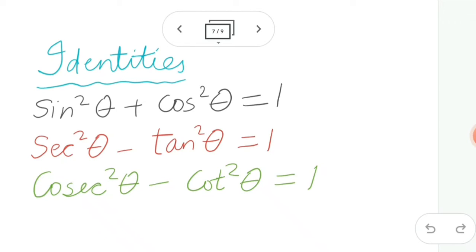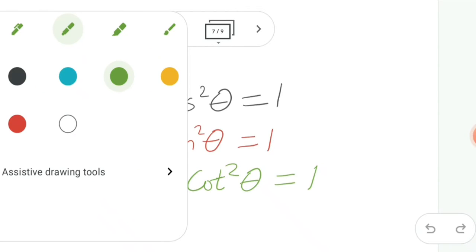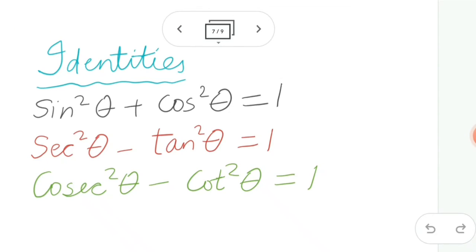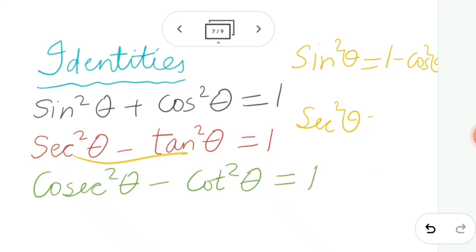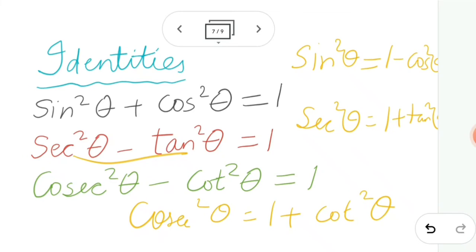We can use these identities the other way round also. For example, in sine square theta plus cos square theta equals 1, this cos square theta can be taken to the other side, then sine square theta will become 1 minus cos square theta. Similarly, secant square theta will be equal to 1 plus tan square theta. Here cosecant square theta will be equal to 1 plus cot square theta. So it depends on what type of questions we are getting. Accordingly we can use these identities. These are just derived from these.